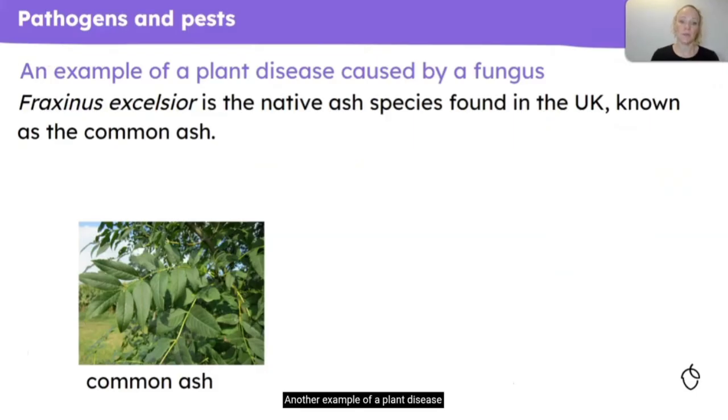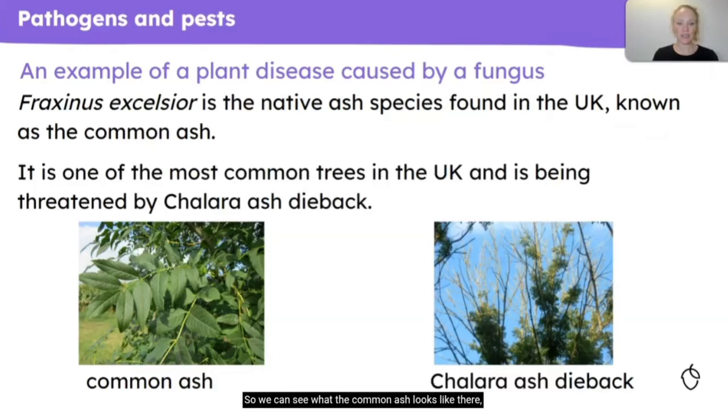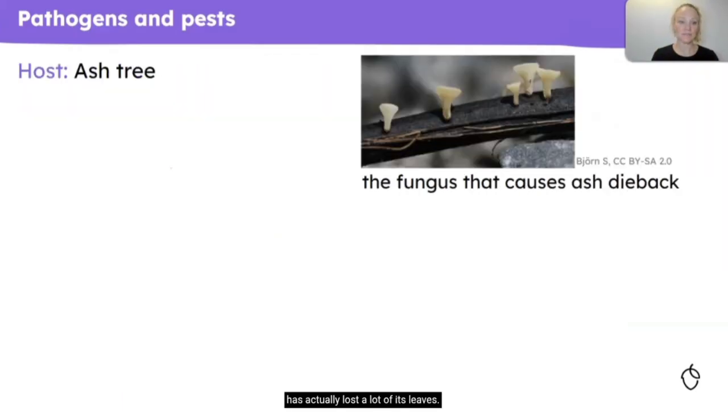Another example of a plant disease is one that's caused by a fungus, and this affects a native species of ash in the UK, known as the common ash. Its real name is Fraxinus excelsior. So we can see what the common ash looks like there, and what happens when it gets a fungus known as Chalara Ash Dieback is that actually, just as the name suggests, part of that plant actually dies back, and we can see that the very top canopy there has actually lost a lot of its leaves.